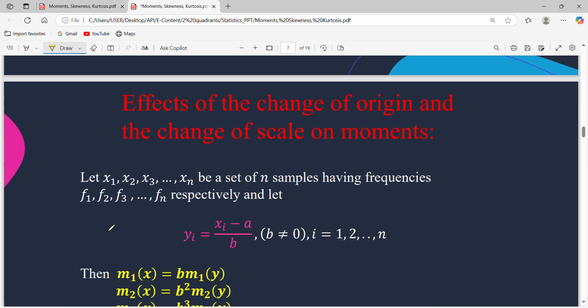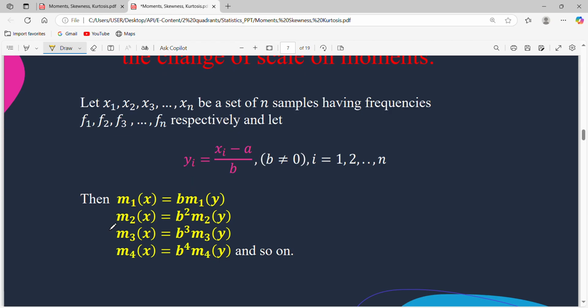Next is the effect of the change of origin and the change of scale on moments. Let x1, x2, x3, ..., xn be a set of n samples having the frequencies f1, f2, f3, ..., fn respectively, and let yi equal (xi minus a) by b, where b must not be equal to 0, i equal to 1 to n. Then m1 dash x equal to b into m1 dash y.